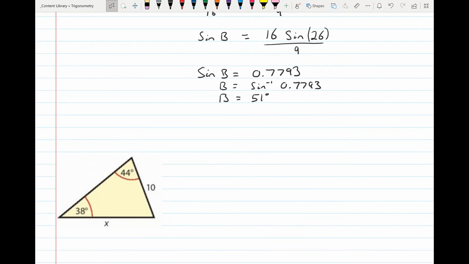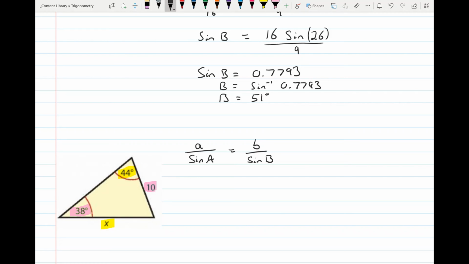In our second example, we have an unknown side. So that means in the formula, we're now going to put the side lengths on top. So it'll be a over sine A equals b over sine B. Let's pair up our angles with the sides opposite them. So 44 degrees is opposite x and 38 degrees is opposite 10.